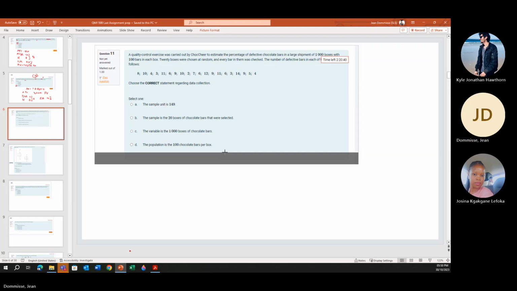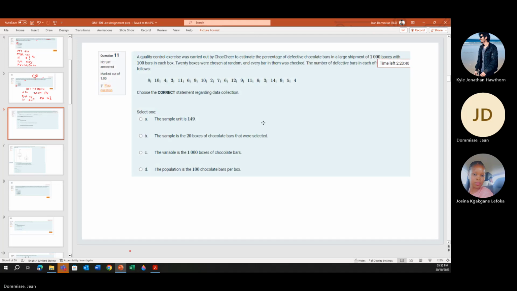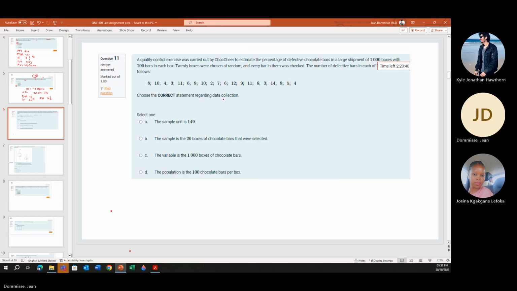Just want to make this a bit bigger. Okay, so let's see what they tell us in this one. A quality control exercise was carried out by Chocchia to estimate the percentage of defective chocolate bars in a large shipment of 1,000 boxes with 100 bars in each box. 20 boxes were chosen at random, and every bar in them was checked. The number of defected bars on each of the boxes probably were that. Choose the correct statement regarding data collection.